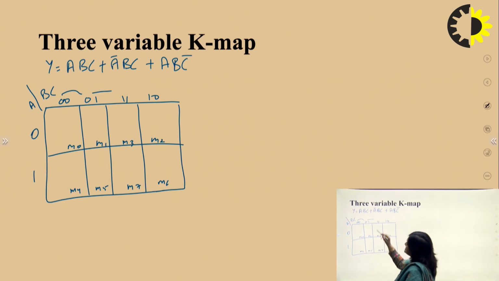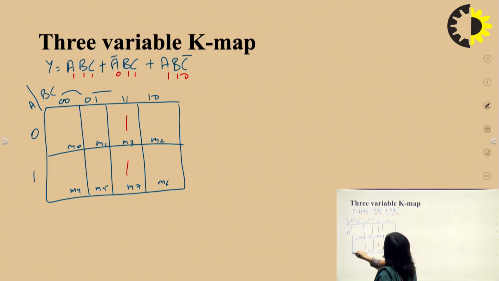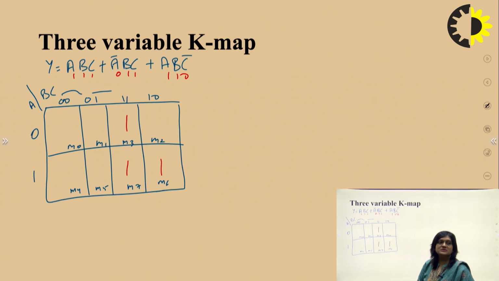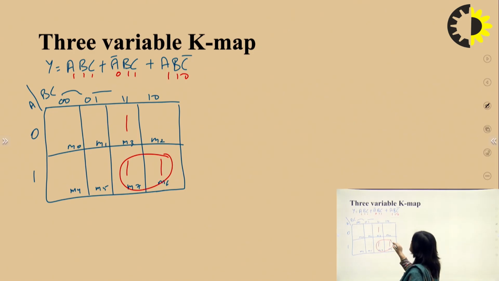So this ABC is equal to 1, 1, 1. So this is equal to 7. And this is 0, 1, 1. 0, 1, 1 is this cell. 1, 1, 0. 1, 1, 0 is this cell. So we have placed all the ones in the K-map. Now we have to make the groups. We cannot make a group which includes the 3 ones, so we will make a pair here. This is group number 1 and this is the other group G2.